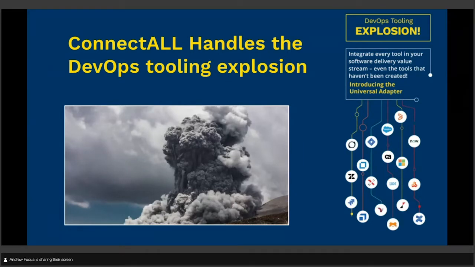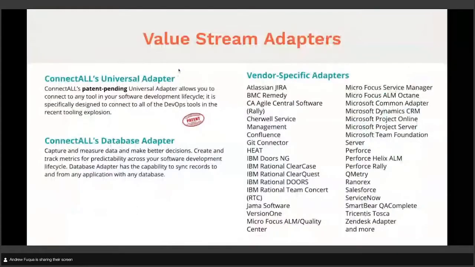So we help you integrate all the tools in your software delivery ecosystem, no matter what tool any of your teams are using. And there's a lot of them. In fact, there's been an explosion of tools, so to speak. But ConnectALL can handle this. Not only does ConnectALL have dozens of adapters coded up for specific applications, our vendor-based tools, but we also have our patent-pending universal adapter. The universal adapter allows you to connect to anything that has a REST interface.